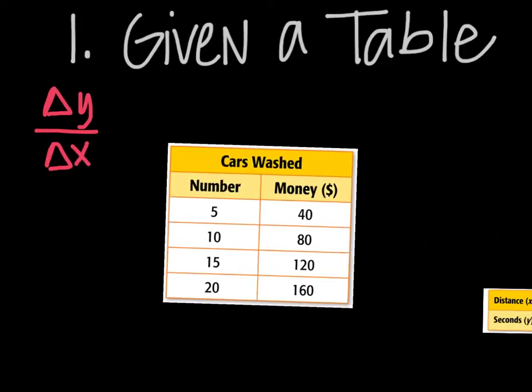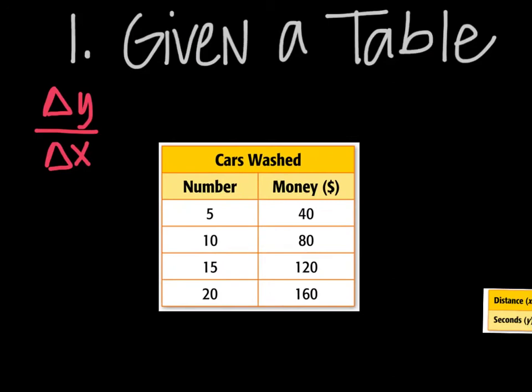Here's my first example of a table where, given the number of cars washed and the amount of money that was made from that, what you do is you find the change in the x values and you find the change in the y values. And in case you forgot, this is your x and this is your y. Typically the x is always listed first on the left hand side, so that's how you know.